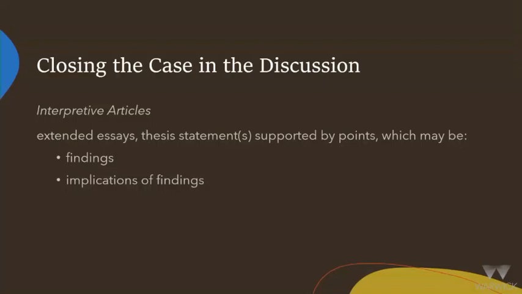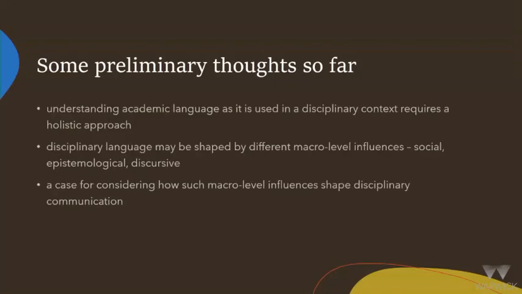So just some preliminary thoughts so far as I conclude. Understanding academic language as it's used in a disciplinary context seems to require a holistic approach, avoiding the atomism of a lot of the research that's been carried out in this area. A caveat to that is a lot of the atomistic studies give us a part of it, like a jigsaw puzzle. They give us some of the parts of the puzzle, but they don't give us the whole overall picture. And what I'm trying to do is stand back and get a wider lens view of things, as it were.